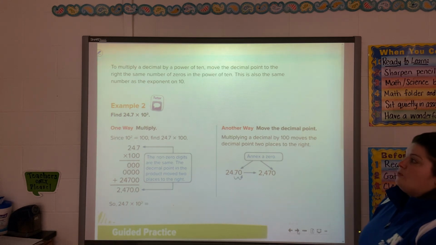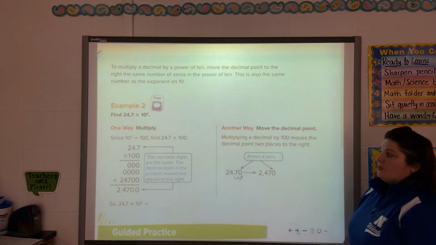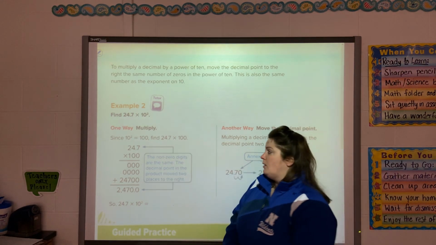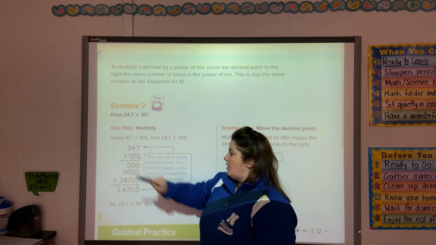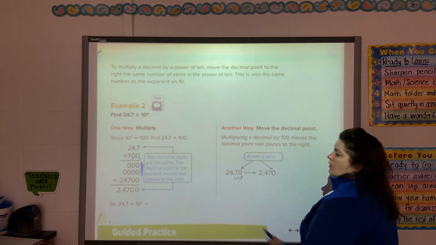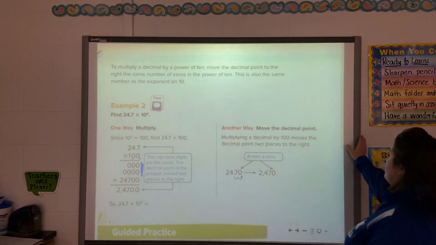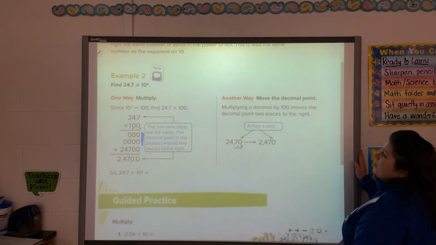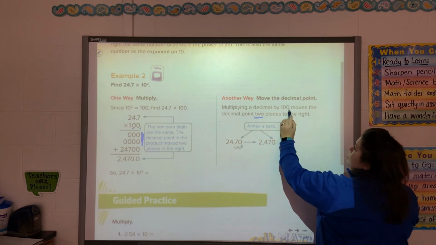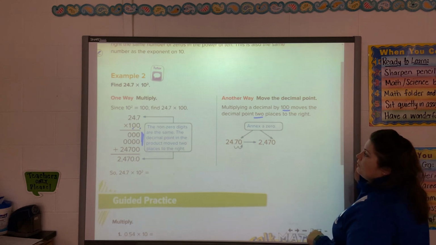So here's another example when we have an exponent. Find 24 7/10 times 10 to the second power. Again, they're showing you the long multiplication, and we notice because of these multiplying by zeros, we have these steps here which are kind of silly looking, but we do get our answer at the bottom. The faster way is to move the decimal point. Multiplying a decimal by 100 means that we move the decimal point 2 places to the right. Why 2? Because there are 2 zeros in 100.